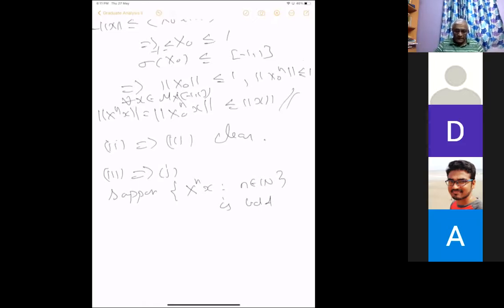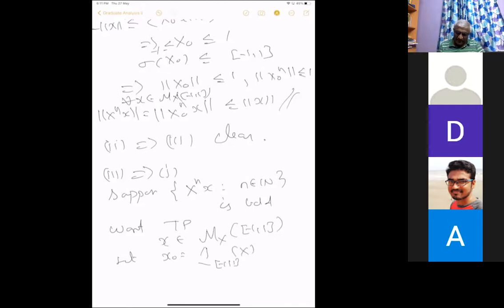So we want to prove x is in the spectral subspace of -1, 1. So we take the projection of this. That x naught equal to this one, the projection onto -1, 1 of x acting on x.